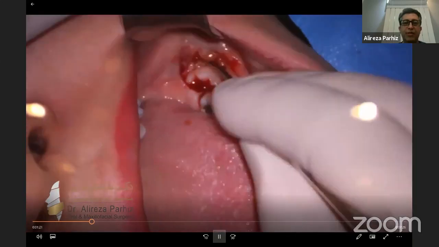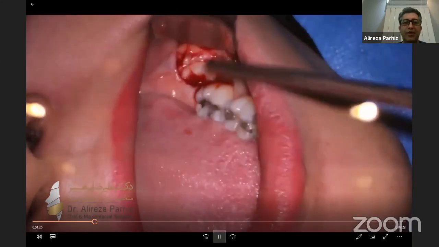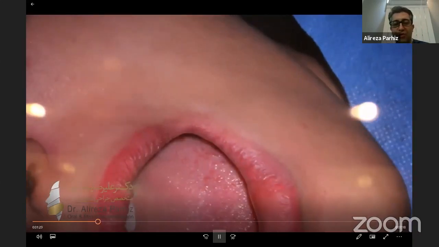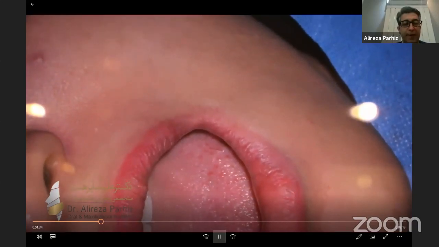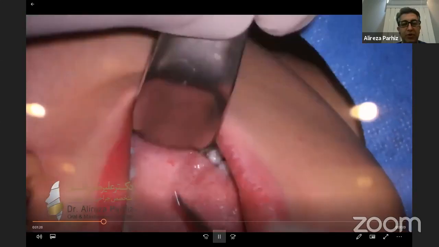We separate the periosteum from the bone completely. Okay, now the third molar is completely exposed to the mouth. At first, we reduce the bone around the crown of the third molar.